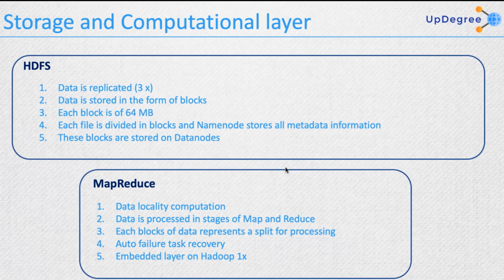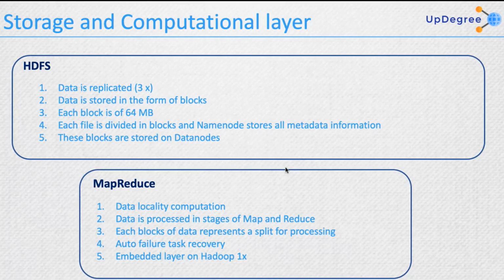Each block of data represents a split for processing. Now, whenever you have a MapReduce running, think that the data has been stored in n number of blocks. You have one file which is stored in n number of blocks, and you want to process that file. So the n number of blocks is always considered as a split for processing. One block is a split, the second block is another split. If you have 10 blocks for a file, then there are 10 splits for processing.